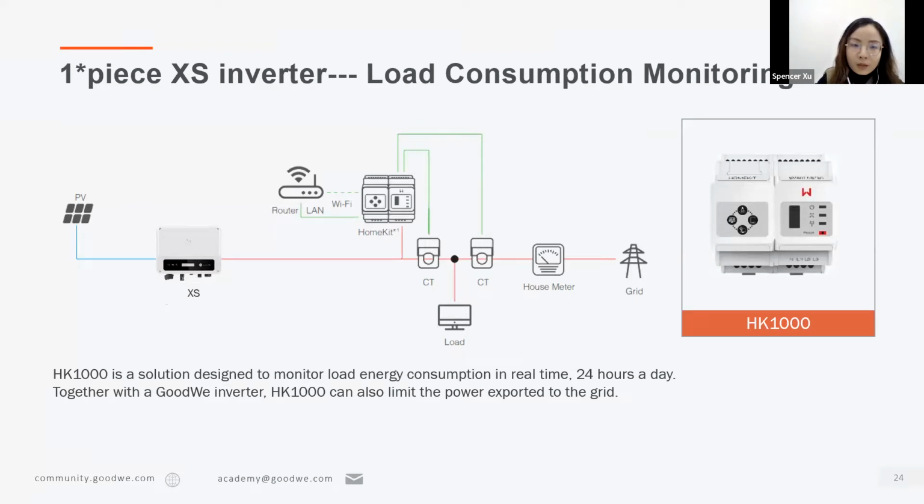Because this home kit will have an independent power supply, it can monitor the loads 24/7, and it comes with 2 CTs. So one CT will be clipped before the loads, while the other will be clipped after the loads, and it will be before the house meter, so that these 2 CTs can help us to monitor the load consumption with more accuracy.